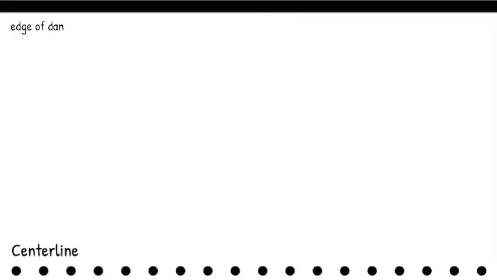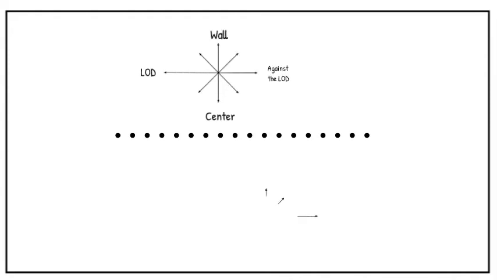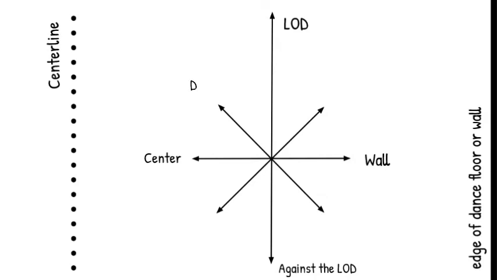And here's what it would look like if you're along one of the long sides. This next figure shows you where your cardinal directions would be, depending on which part of the floor you've placed yourself. Our secondary directions are called diagonally to center, diagonally to wall, diagonally to center against the line of dance, and diagonally to wall against the line of dance.